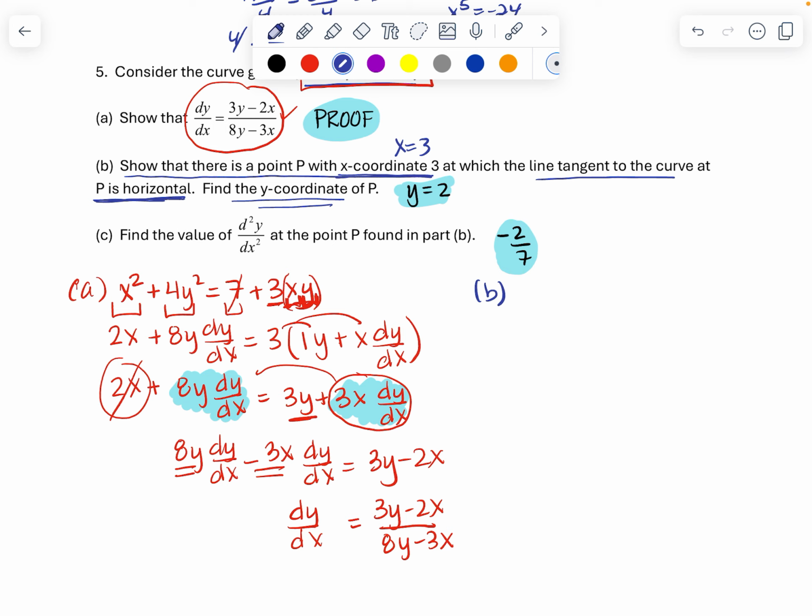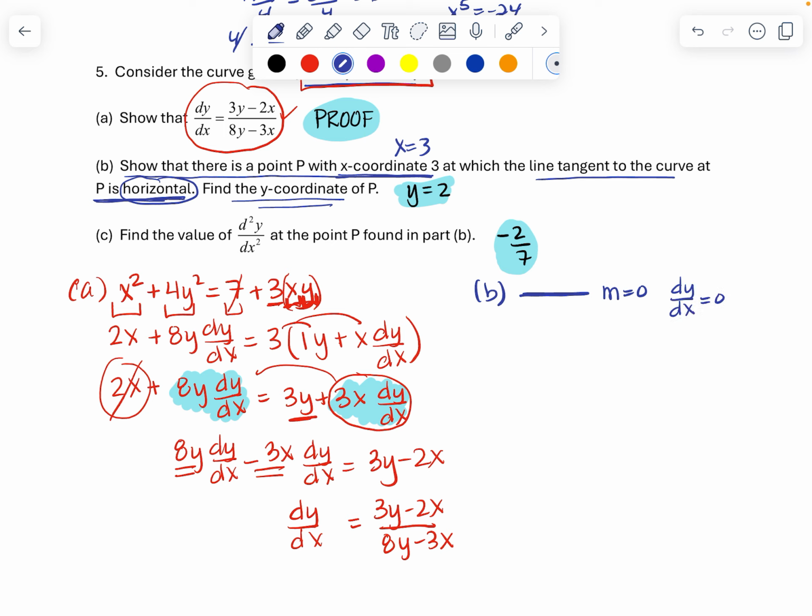In the other problems, you have to find it. They didn't tell you what the actual answer was. At least we know that x equals 3. I just have to show that it equals 3. Okay, so I'm looking at this horizontal thing. What does a horizontal line look like? A horizontal line looks like this. The slope of that equals 0. That means that the derivative dy dx equals 0.